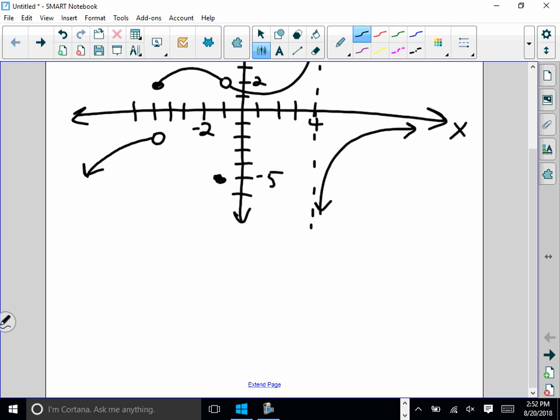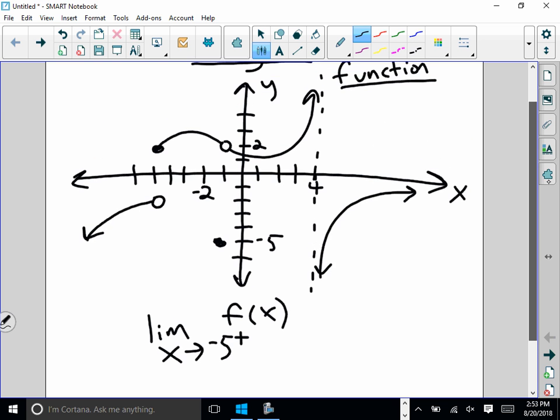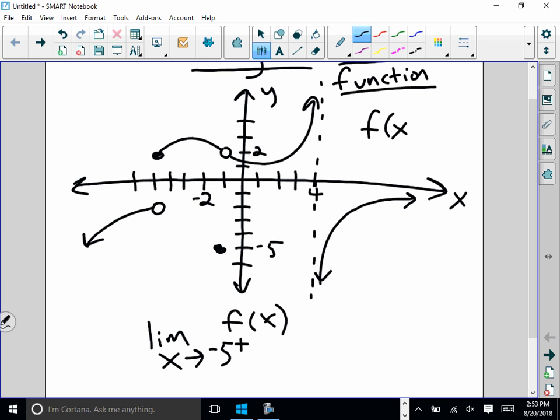My first question is, what is the limit as x approaches negative 5 plus of f of x? This function right here, we can just label the function f of x. So the question is, what happens as we approach the x value of negative 5, but this little plus right here means from the right side. Doesn't mean positive 5. We're approaching negative 5 from the right side.